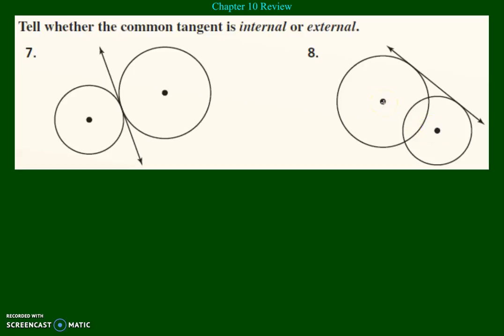So since the segment begins here and ends here, it clearly does not intersect this tangent, so this is an external tangent. So for 7, it's internal, and for 8, it's external.